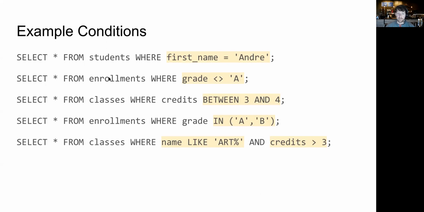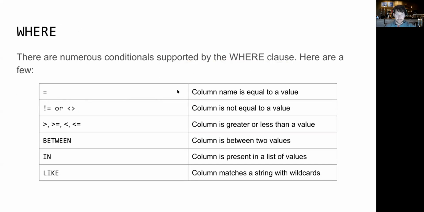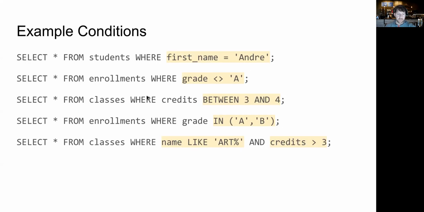So for example, we might have an enrollments table for students in a school. We might have an enrollments table where the grade is not equal to an A. And then select everything from the classes table where credits are between 3 and 4. Maybe you enroll in a university, and the university has a classes table that has a list of all the classes and also a credits column with the number of credits for those classes. So this would return all the classes where the credits are between 3 and 4.